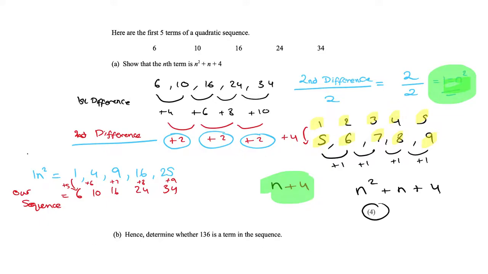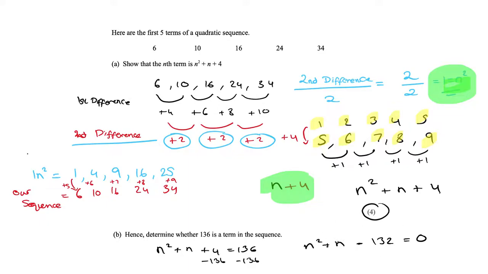Now it says, hence determine whether 136 is a term in the sequence. So all we need to do whenever we need to determine a number is in a sequence, we just make the expression equal to that number. So we would just make n squared plus n plus 4 equal to 136. Okay, and now you can factorize this. So first of all, get all the numbers on one side and make it equal to 0. So let's subtract 136 from both sides to get that n squared plus n minus 132 is equal to 0.